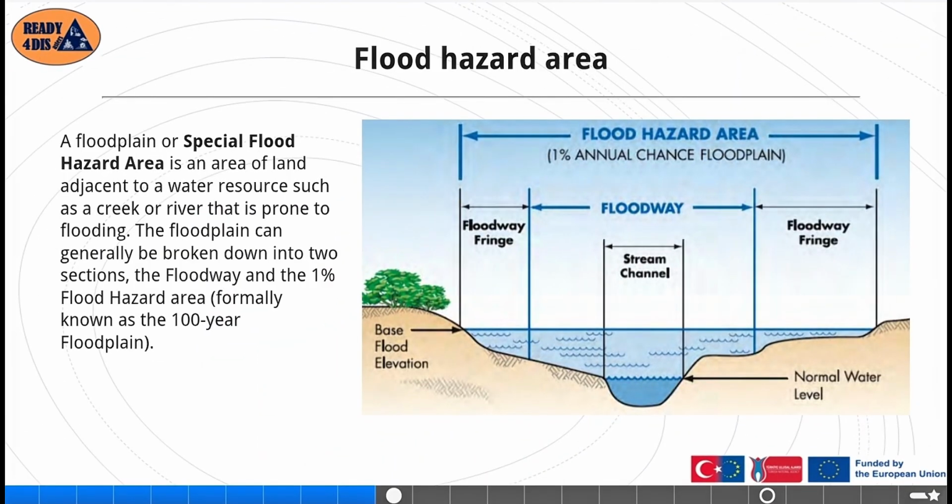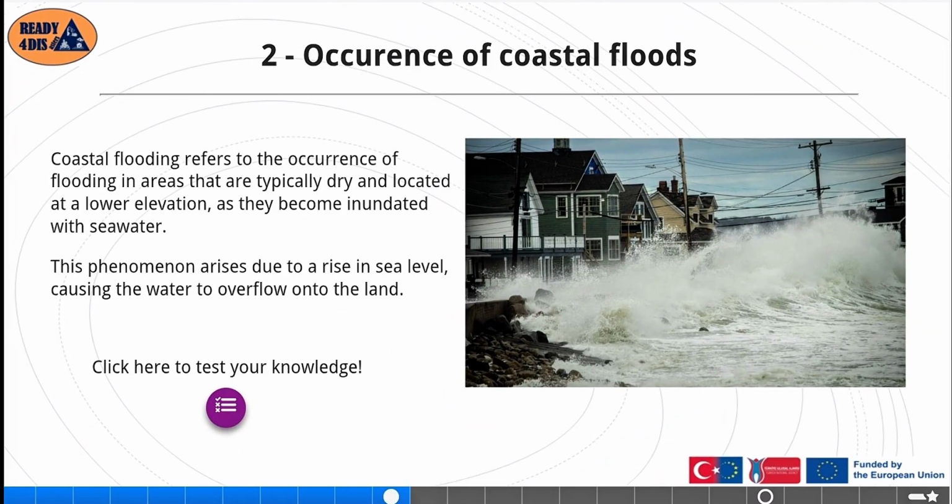A floodplain, or special flood hazard area, is an area of land adjacent to a water resource, such as a creek or river, that is prone to flooding. The floodplain can generally be broken down into two sections: the floodway and the 1% flood hazard area, formerly known as the 100-year floodplain. Coastal flooding refers to the occurrence of flooding in areas that are typically dry and located at a lower elevation, as they become inundated with seawater. This phenomenon arises due to a rise in sea level, causing the water to overflow onto the land.